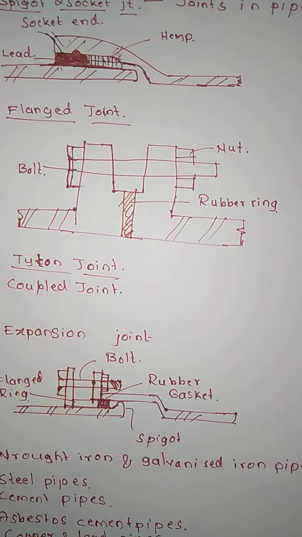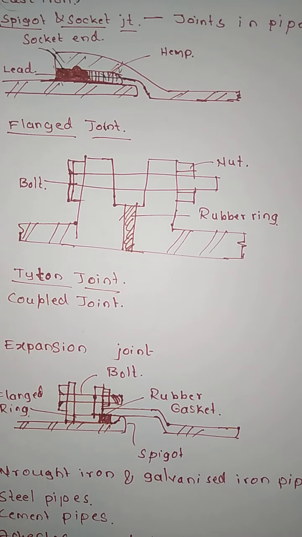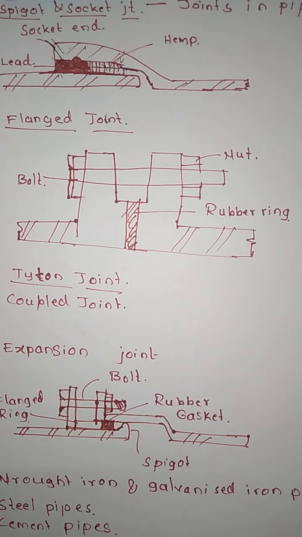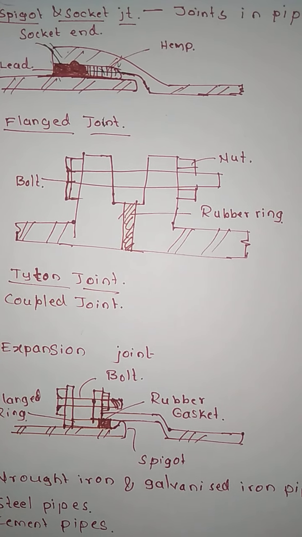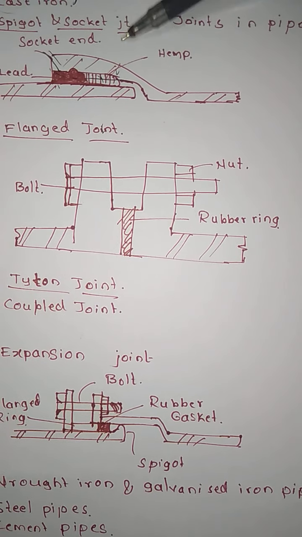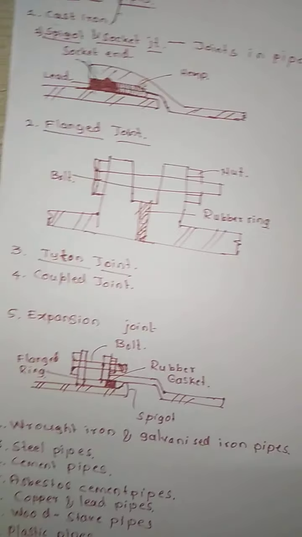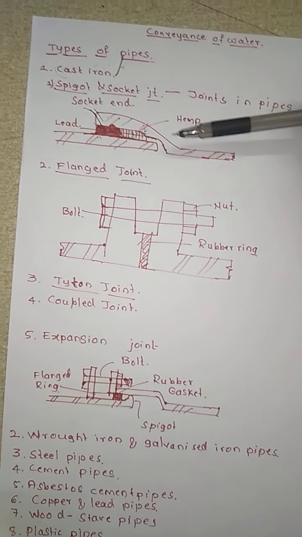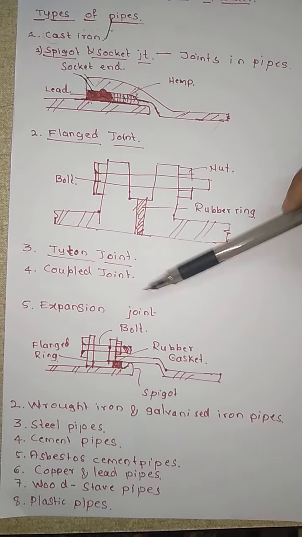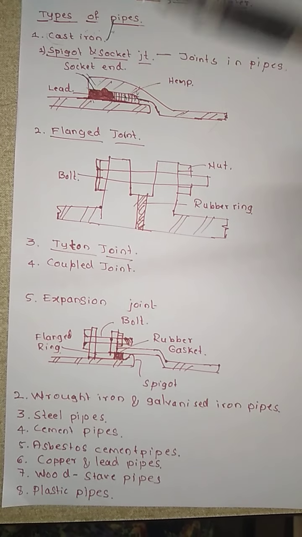Okay, now we will see the different types of joints that are present in the CI pipes. In the CI pipes we are going to have 5 types of joints. First one is the spigot joint, second one is a flange joint, third one is a Tyton joint, fourth is a coupler, and fifth one is the expansion joint.